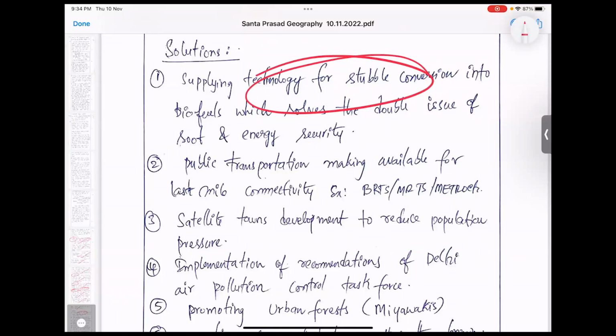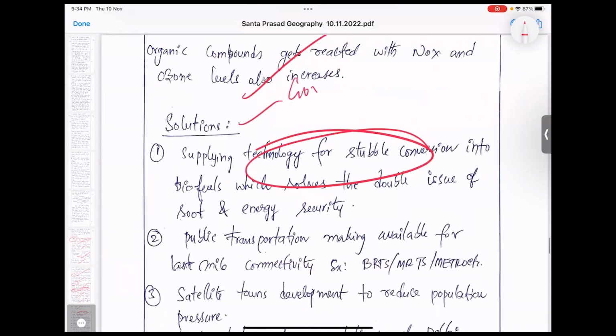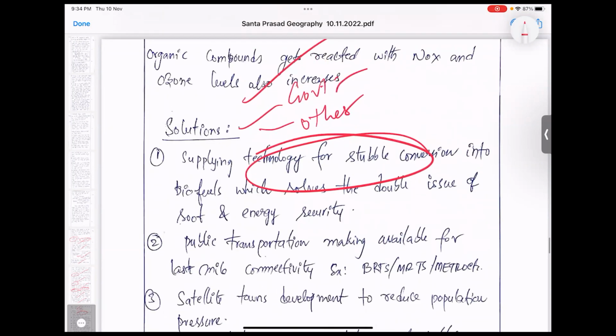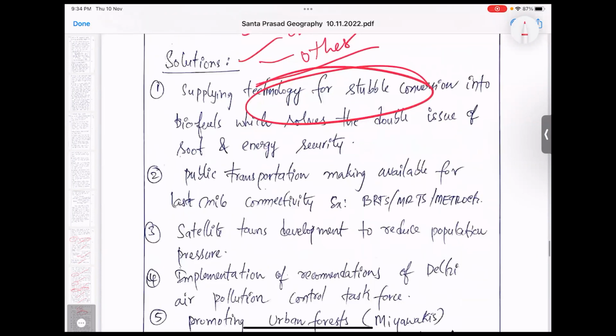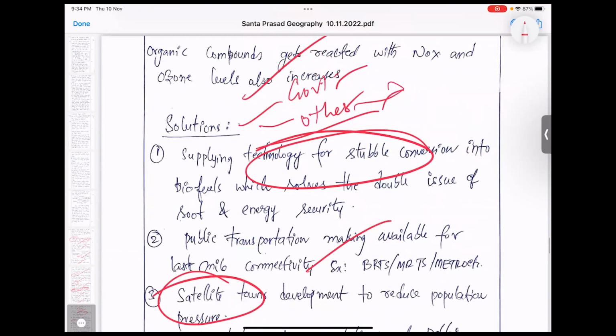So solutions, you see, don't project government solutions or your solutions. So in solutions, try to give two dimensions, government and other. Okay, already whatever government is doing, highlight them, and what you want apart from them, highlight them separately. Yeah, the satellite towns you can write in others. The supplying of technology for stubble burning already government is doing.